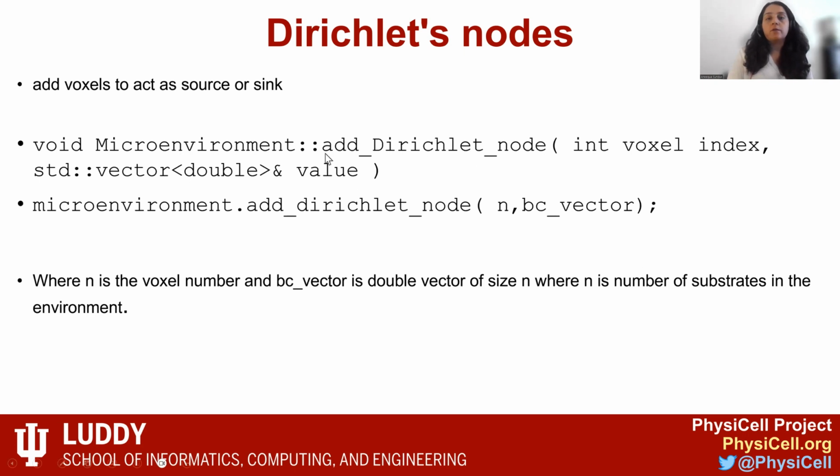So these kinds of changes, like adding Dirichlet nodes, can be helpful. For example, you want to mimic some kind of vasculature, so you can add nodes into the microenvironment where nodes can act as vessels, and where a certain level of oxygen is always maintained, and it is diffusing from there. So these kinds of things can be achieved using Dirichlet nodes.